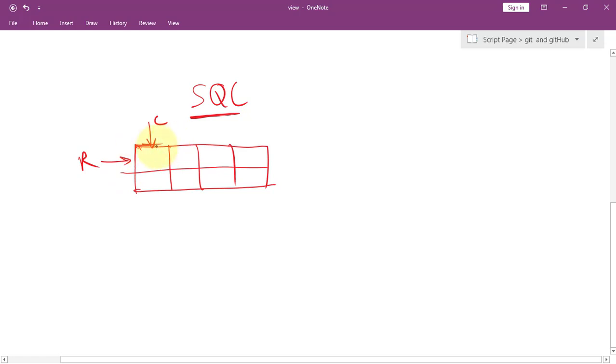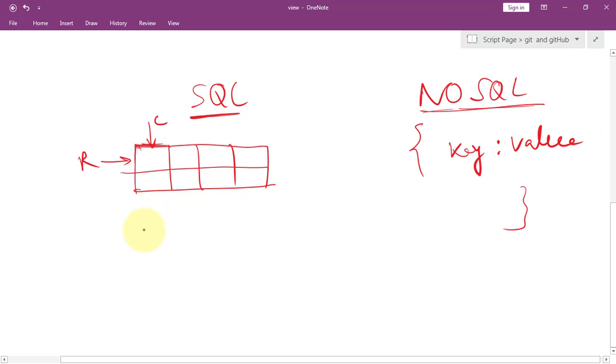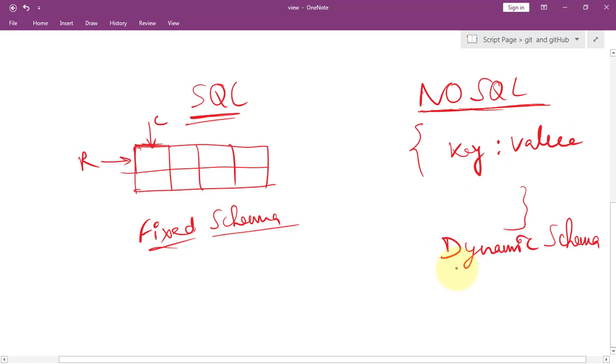So in SQL we have relations between the data, but in the case of NoSQL we do not use any tables for that. We use document-based key value pairs. So we use a JSON-like key value structure to store the data. Here you can see we have a fixed schema, so we have to first define the schema, which is fixed. But in the case of NoSQL, we have a dynamic schema. That means we can define our own schema, which gives us a lot of freedom and flexibility.